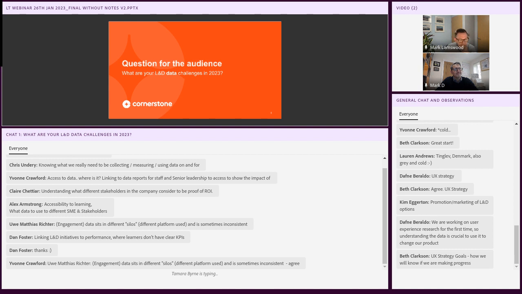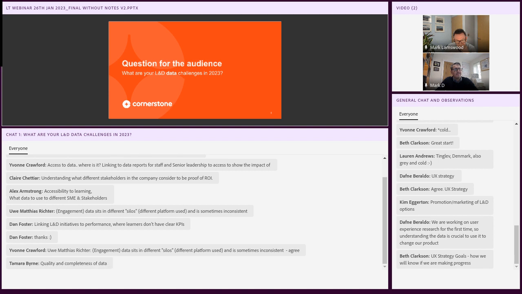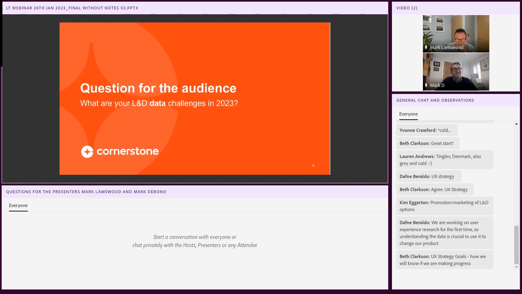Right, we've got the linking data to initiatives, needing clear KPIs. But the other point raised by Uwe, and I think it's a really good one, is you've got different silos, and Tamara says quality and completeness of data. We've got the right points being raised by the audience, Mark and Mark. These are all valid, great data issues. Of course, you're going to solve them all in the presentation, aren't you? We'll try to, Del. We'll try to.